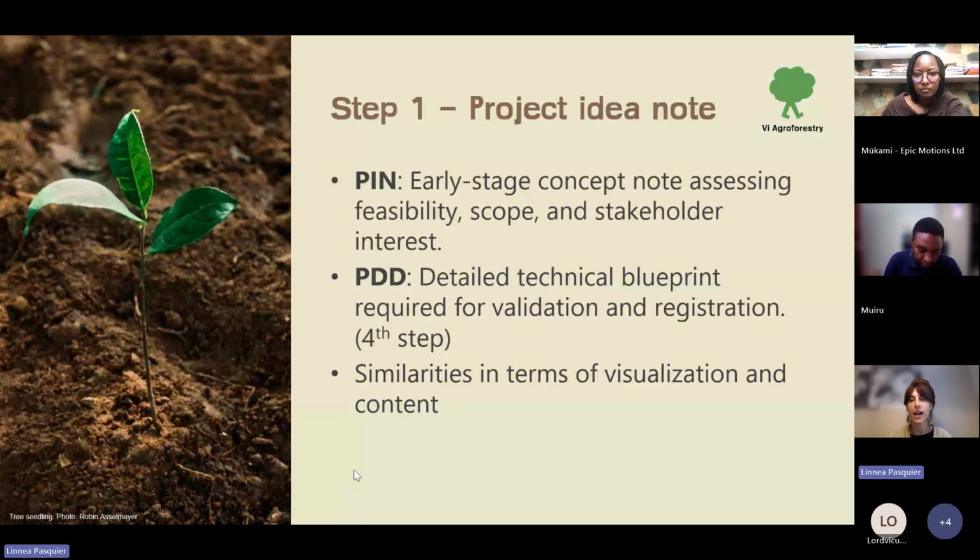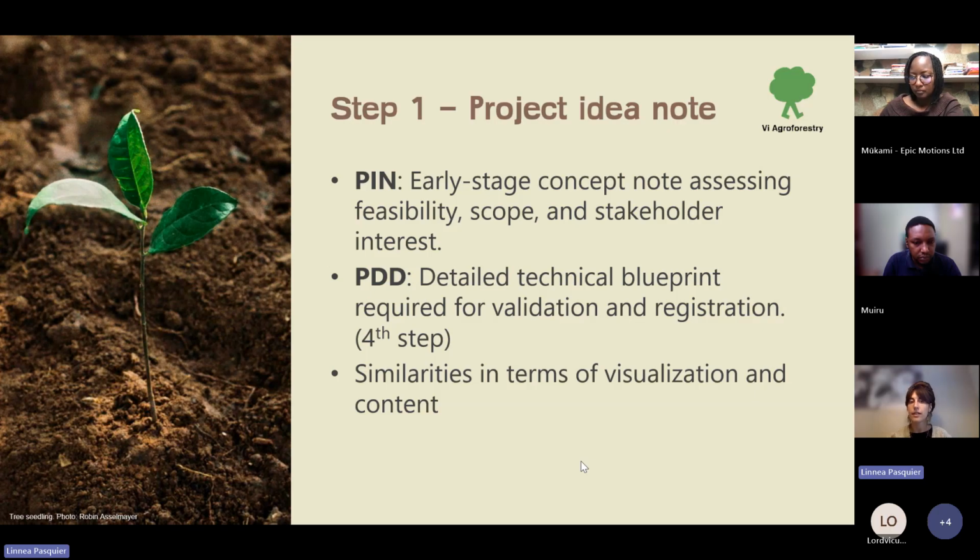So the first thing that happens, which is also very often in any project, is that you create a project idea note. That's the first step. This project idea note, also known as a PIN, is an early stage concept note assessing feasibility, the scope of the project, both project boundaries and the number of people involved, and also stakeholder interest, who will be the investor, all the parties really involved.